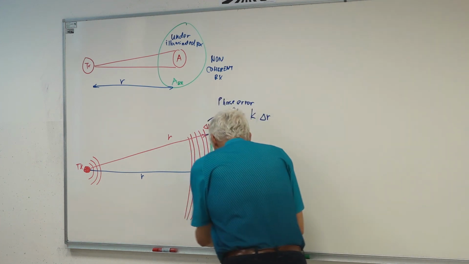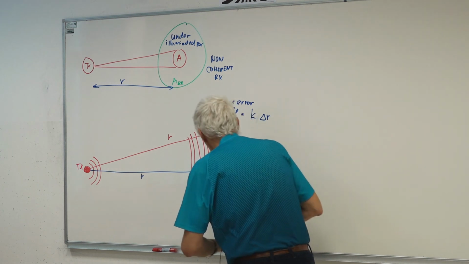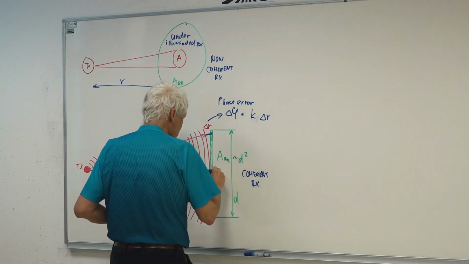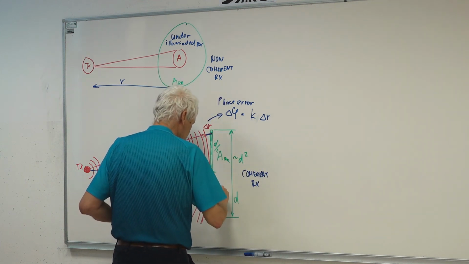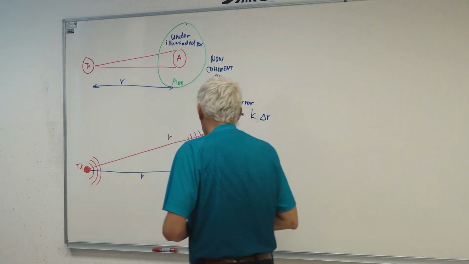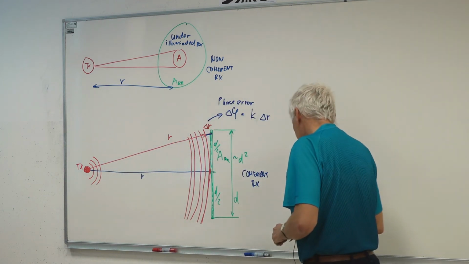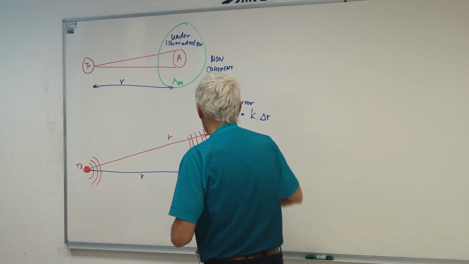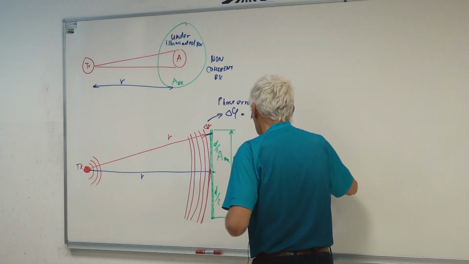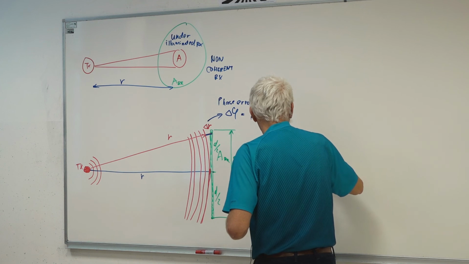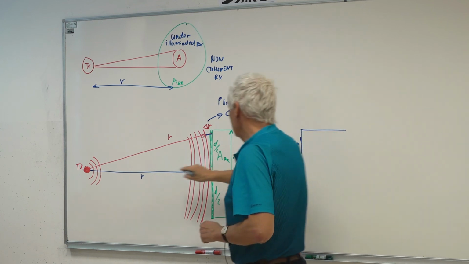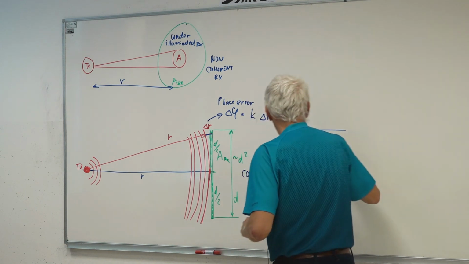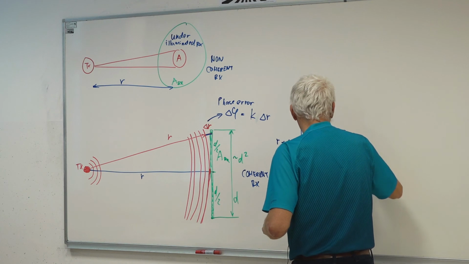So maybe this picture is not very good. This should be the center. I wanted to draw the center, but now I see. So this is d half, and this is d half. So according to the Pythagoras theorem, R plus delta R is the hypotenuse. So R plus delta R is equal to the square root of R squared plus d half squared.